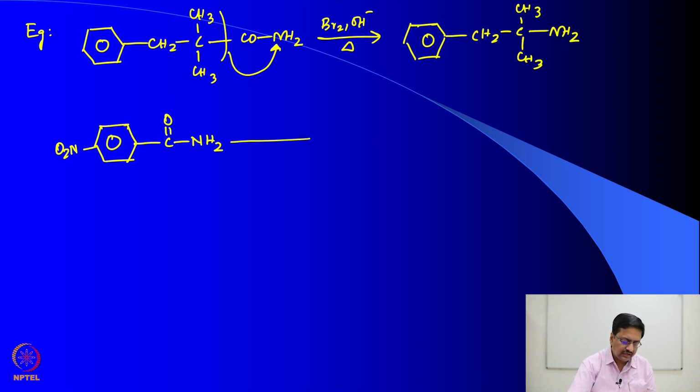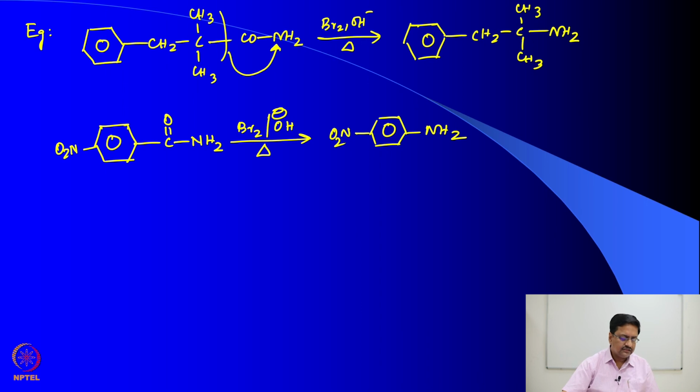In another similar reaction, benzamide with a nitro substitution in the similar reaction medium, bromine in alkaline medium with heat, reduces to this nitroaniline, para-nitroaniline. So, this is the reaction which is used to make amine from the amides by doing a shortening step. In the next lecture we will discuss a couple of similar reactions where a similar type of mechanism will be discussed.